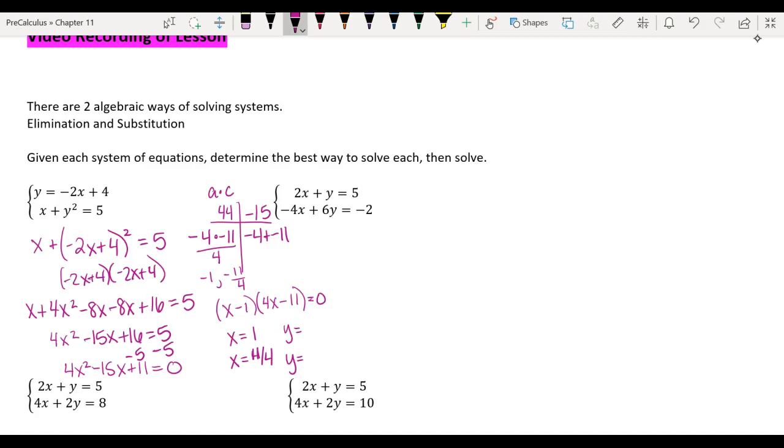So if x is 1, we have to figure out what y is. If x is 1, I can just plug that in here to this y equals. What do I get my value of y is? 2. And if x is 11 fourths, you'd plug that in. You get negative 22 fourths, which I think is negative 11 halves, which is negative 5.5. So by plugging in 11 fourths here, this is negative 5.5. What's negative 5.5 plus 4? Negative 1.5.